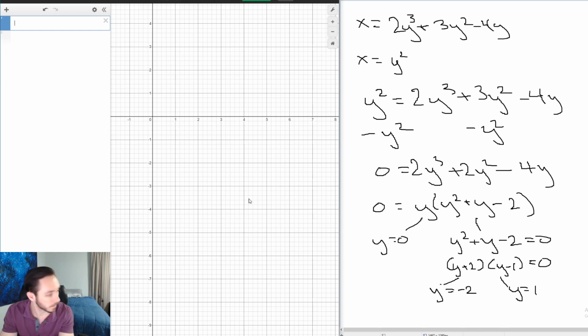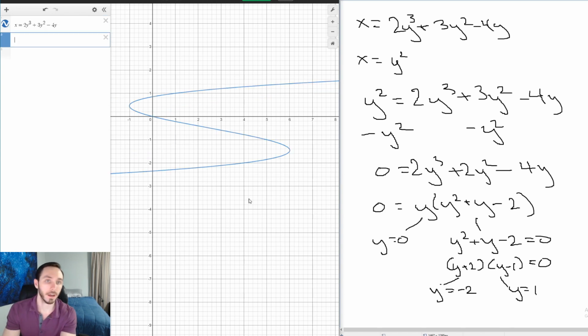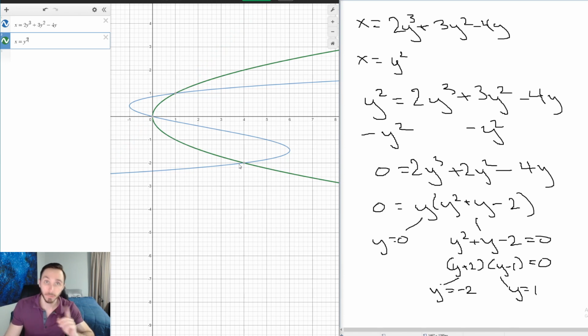We get x is equal to 2y to the third plus y squared. So that's a cool looking cubic, and then minus 4y. And then our other one is y is equal to y squared. So when I click these, the y value should be 0, negative 2, and 1. So here's the 1, here's the 0, and here's the negative 2. So sure enough, it matches. I'm looking for this small area right here and then this larger area right here.